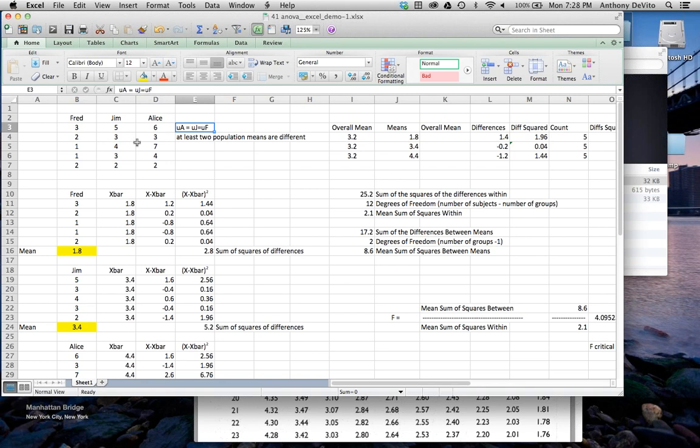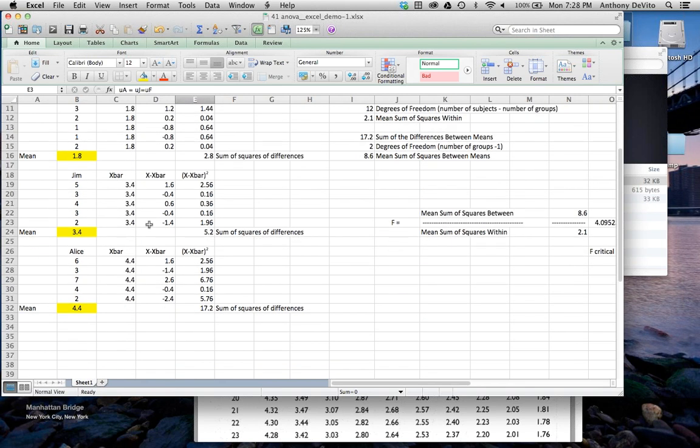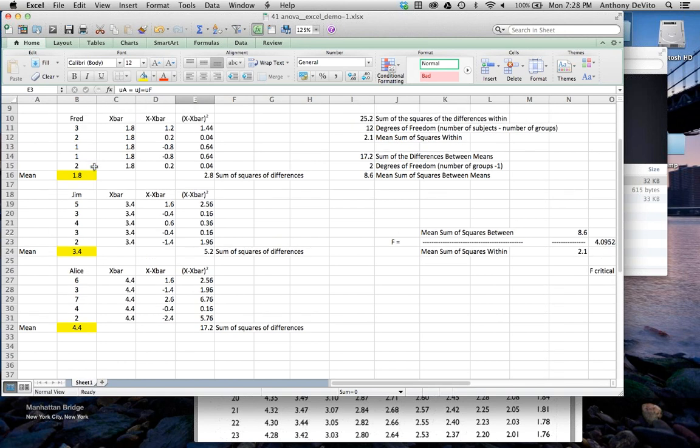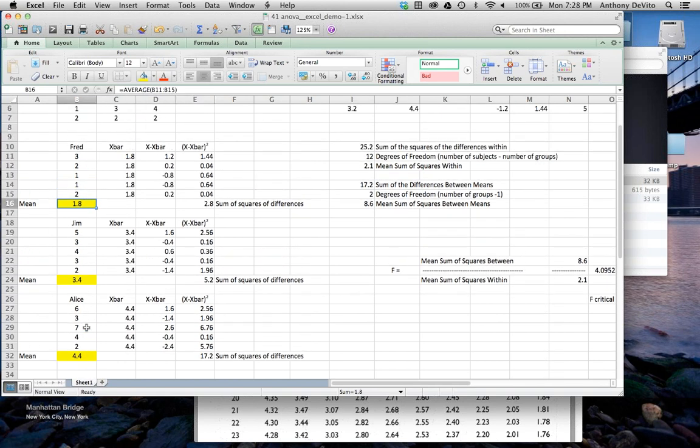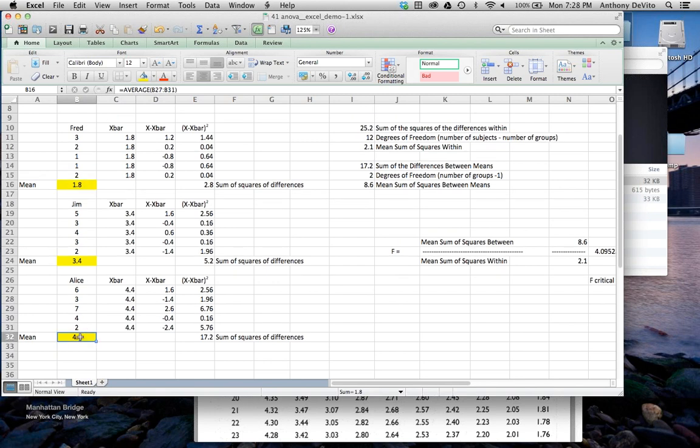We don't know. I'm going to take a wild guess and say that Fred is different from, what is this? This is Alice. Fred is different from Alice because the means are furthest apart, right? That would be a reasonable guess, but you could get fooled because the variability of these 2 could be very wide and the variability of Jim could be very narrow, and maybe it doesn't come out that way. You could get really kind of fooled on this.